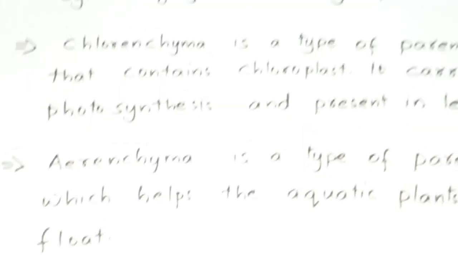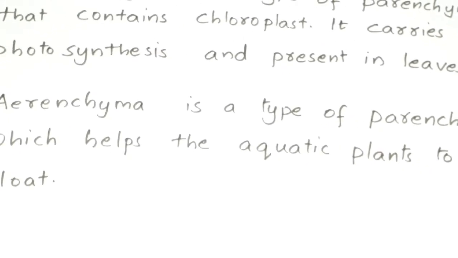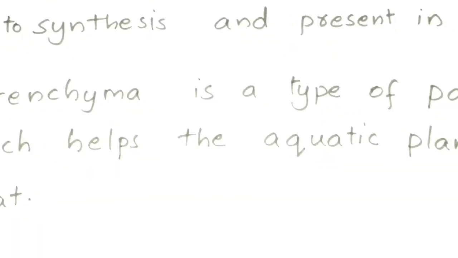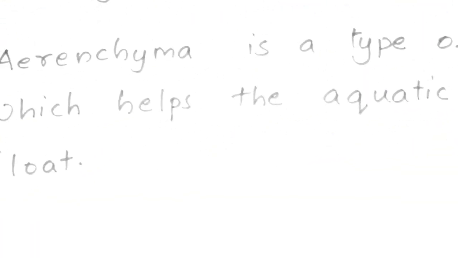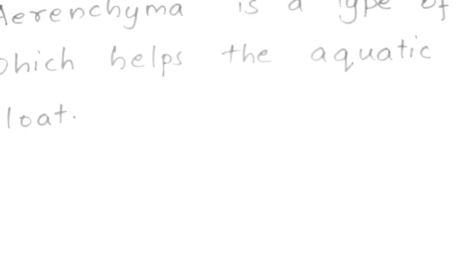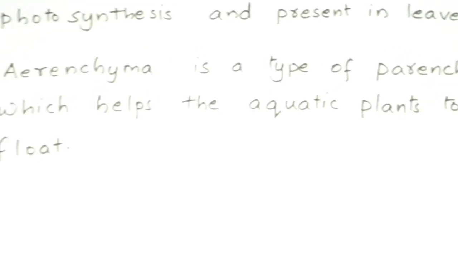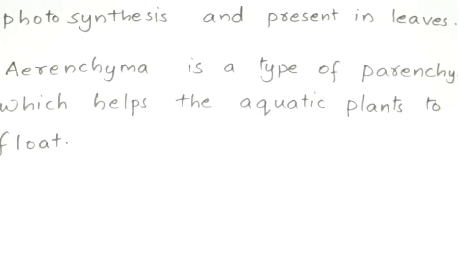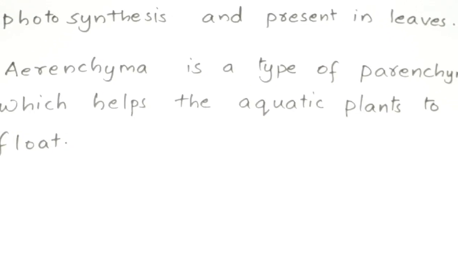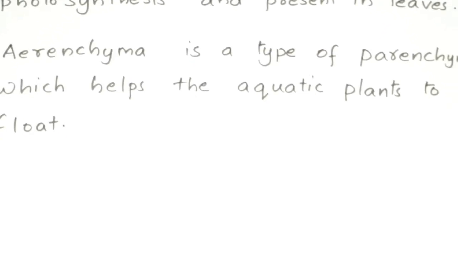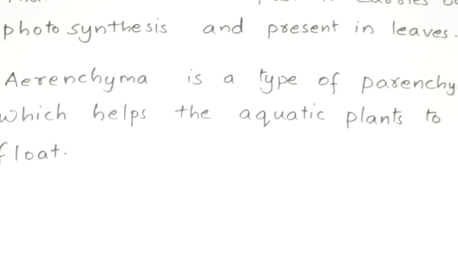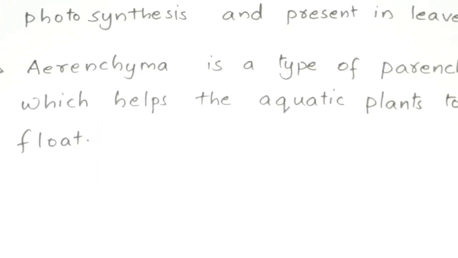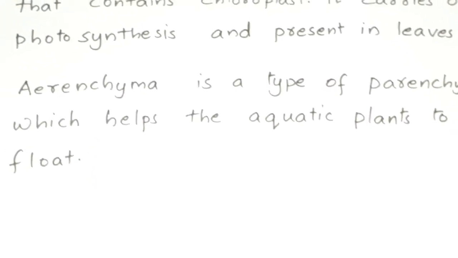Now we'll see another type of parenchyma. It is called aerenchyma, A-E-R-E-N. Aerenchyma is a type of parenchyma which helps aquatic plants to float. You might have seen aquatic plants. They need to float in the water. For that, like air bubbles, some bubbles you can see in some aquatic plants. These air bubbles are made by a special type of parenchyma cell called aerenchyma, which helps the plants to float in the water.